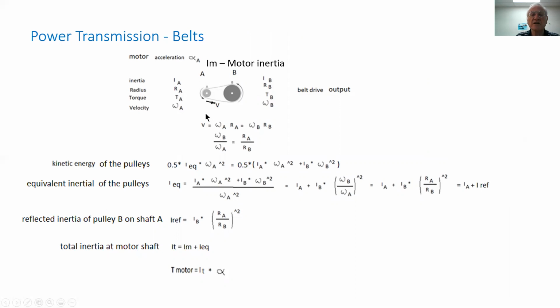Similarly, we can see that in a mechanism of belts, which transmits from a motor to a lower speed belt with a pulley, we go through this process calculating the kinetic energy of this pulley and reflect it over here to find the reflected inertia. Then we come up with a formulation that the reflected inertia of pulley B equals the inertia of pulley B times the radius of the smaller pulley divided by the larger pulley, squared.